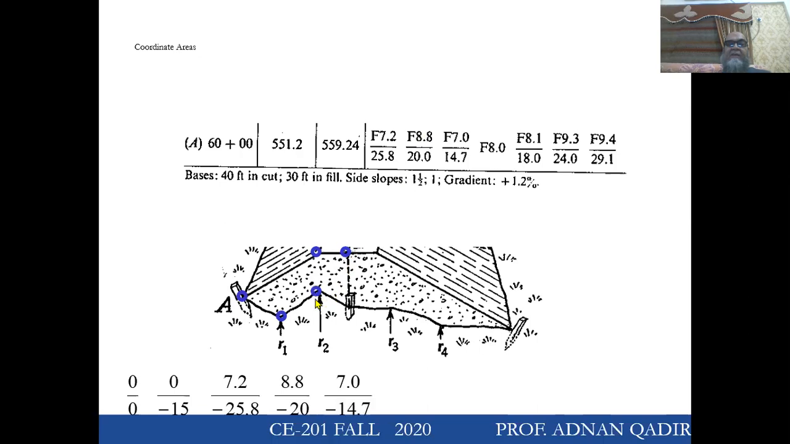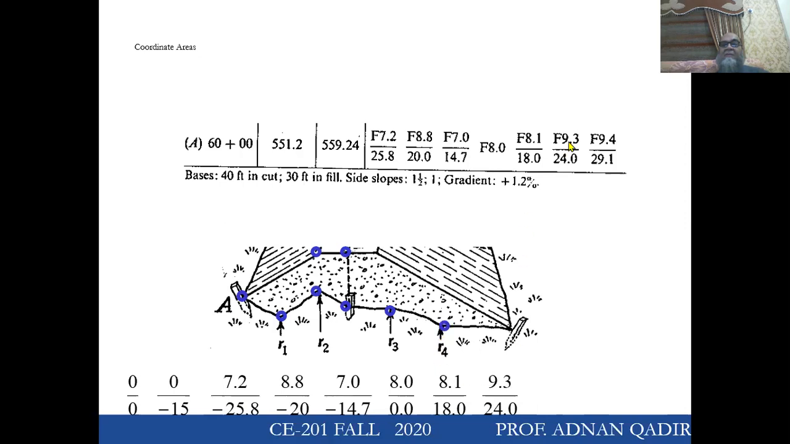At this point, the x coordinate is minus 14.7 and the y coordinate is 7. Again, this becomes positive. When I come to this point, now the y coordinate is 8, so that's why positive 8, and the x coordinate is 0 because this is the center point. Center point is 0 here. Now if I come to this point R3, 8.1 positive plus 18 positive, R4 9.3 and 24, and then 9.4 and 29.1.